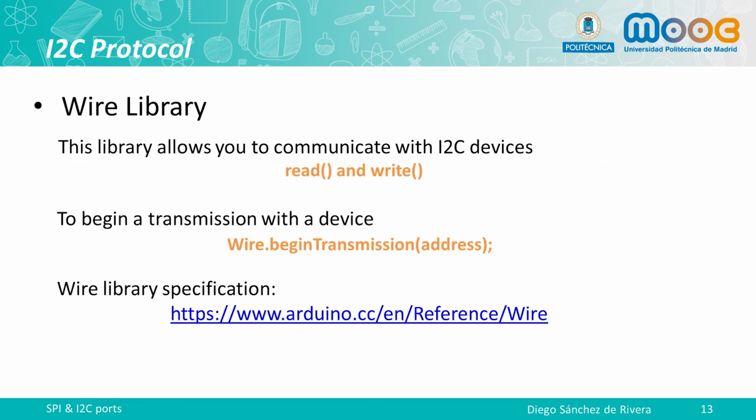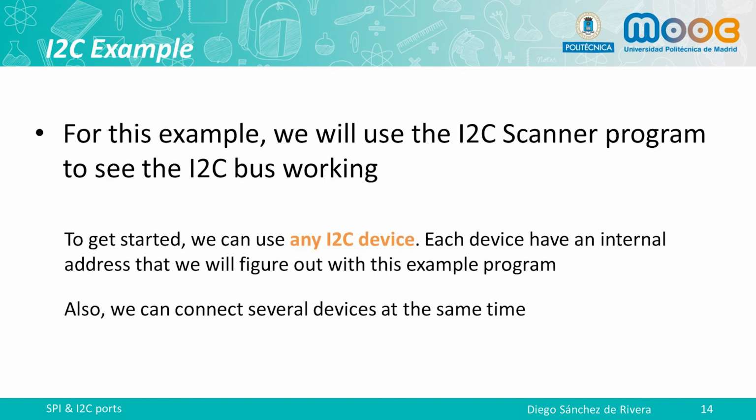Before that, let's talk about the library that is used to allow communicating with the I2C protocol. This is the Wire library, and it has the basic functions that start, read, write, and close a connection. Please check the references webpage for further details. For this example, we will use the I2C scanner program to see the I2C bus working. To get started, we can use any I2C device. This device has an internal address that we will figure out with this example program. Also, as said before, we can connect several devices at the same time.